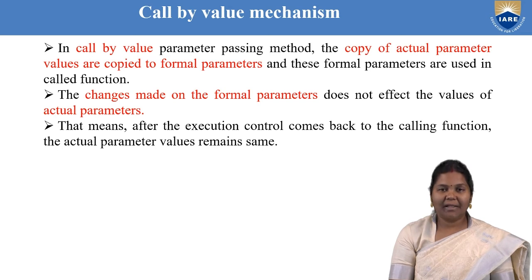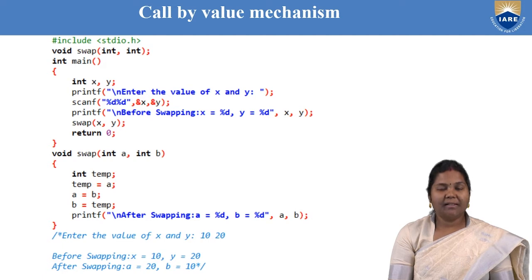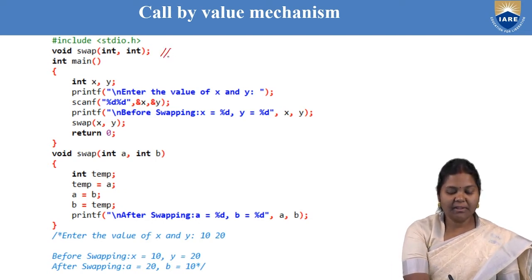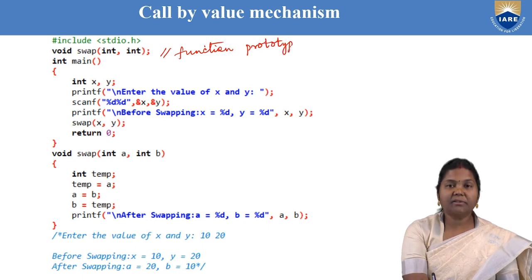So let us see one example of call by value mechanism. In this example, we are discussing how to swap two numbers by writing a swap function here. And for swapping the two numbers, we are using the call by value mechanism. So here we have written the function declaration or function prototype. Swap is the name of the function which takes two integer arguments or parameters and which returns nothing.